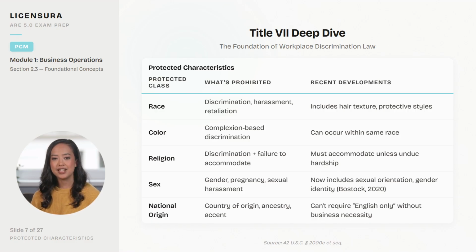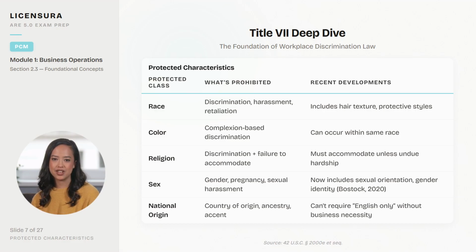There are 5 protected classes under Title VII, and I want to walk through each one because the details matter. Race. And this now includes hair texture and protective hairstyles, which is a relatively recent expansion. Color, which is actually separate from race. Complexion-based discrimination can happen within the same racial group. Religion, which includes not just a ban on discrimination, but also a duty to accommodate religious practices, unless it creates undue hardship for the employer.